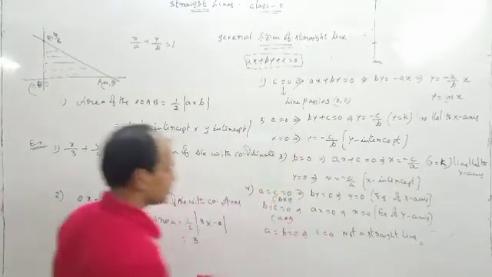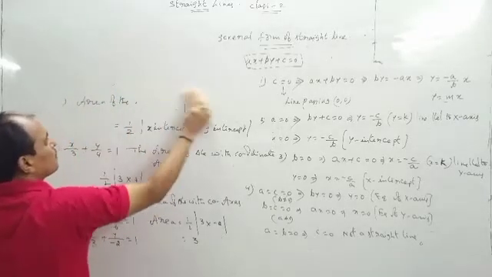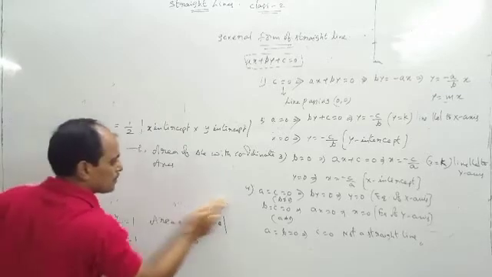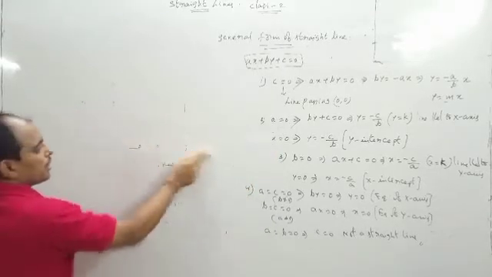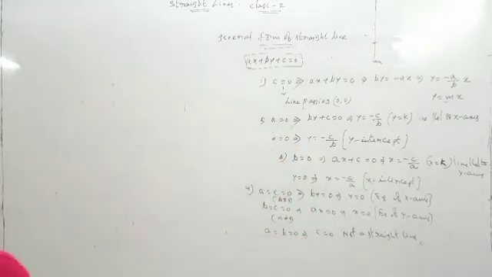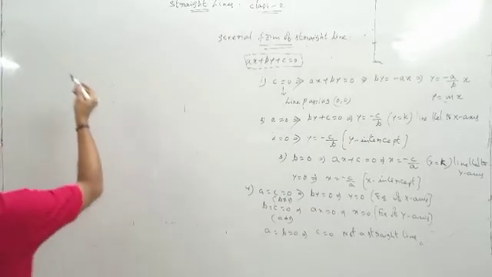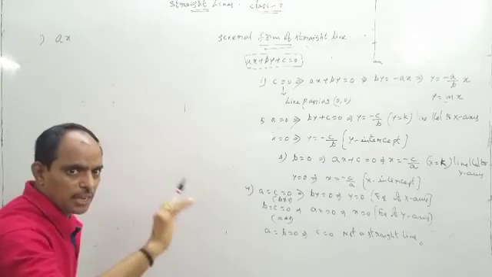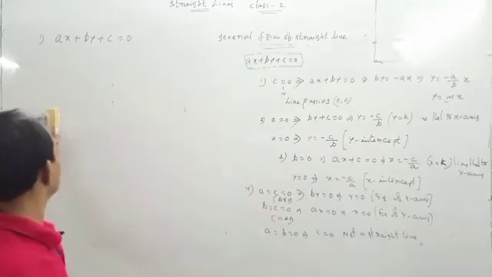Okay, you see. Next, one more point. We talked about the general form of straight line, we are discussing the general form of straight line. Okay, next you see, I am writing big letters, nothing to worry, ax plus by plus c is equal to 0.